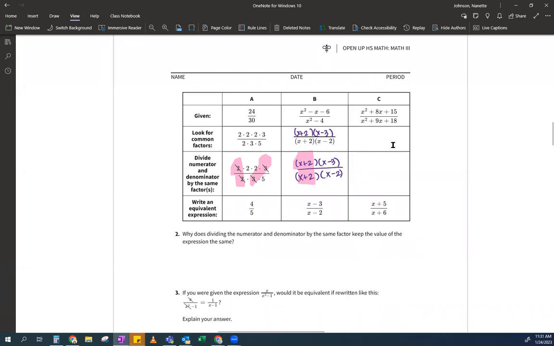With that being said, I'm going to pause really quick so you guys can factor this. I'm going to give you a couple of seconds to do this because we do have to move on.